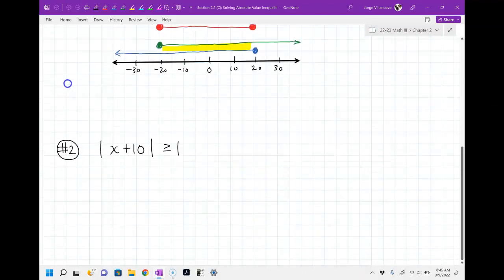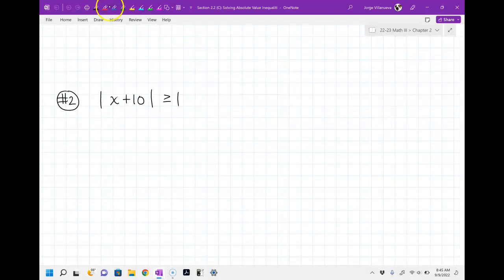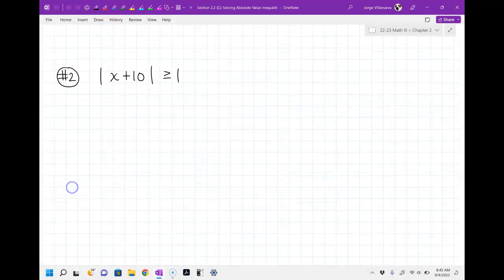Right? Just do it daily. It doesn't take long. All right, let's set this one up right here. Absolute value of x plus 10 is greater than or equal to 1. So we're going to write two equations, right? Because it's an absolute value. x plus 10 greater than or equal to 1.